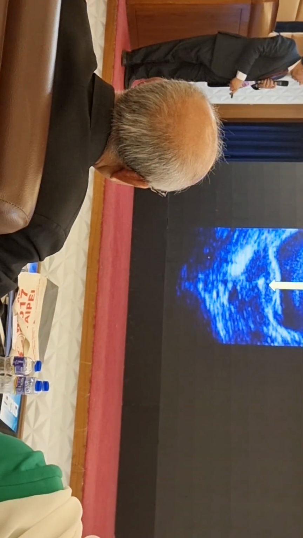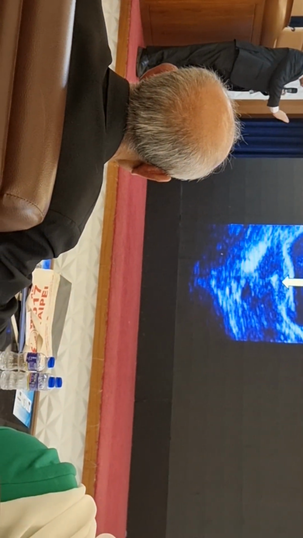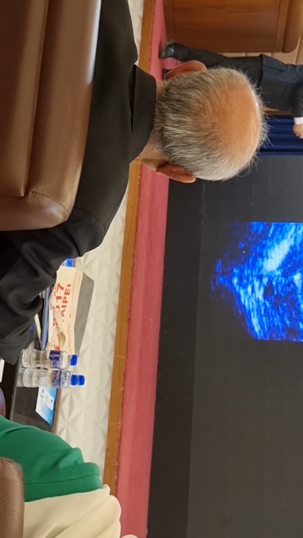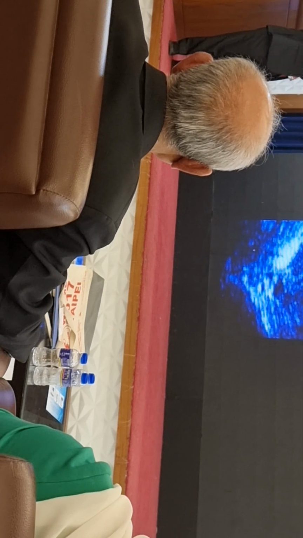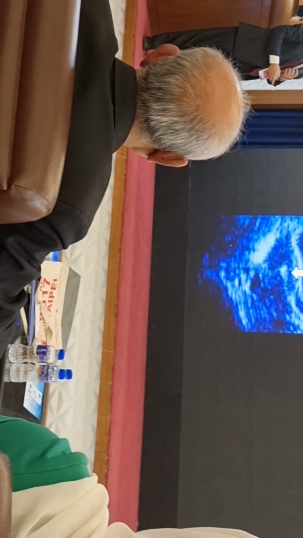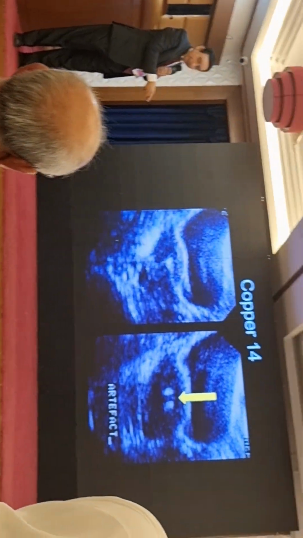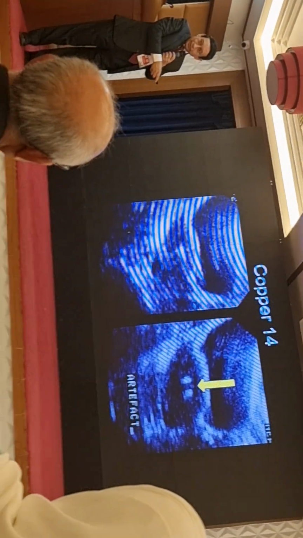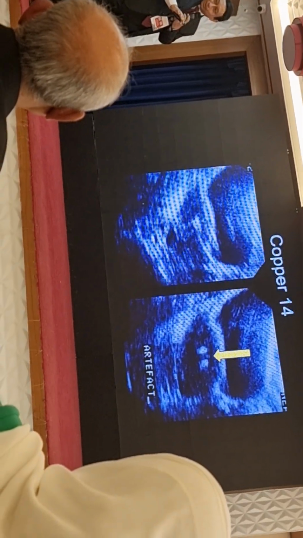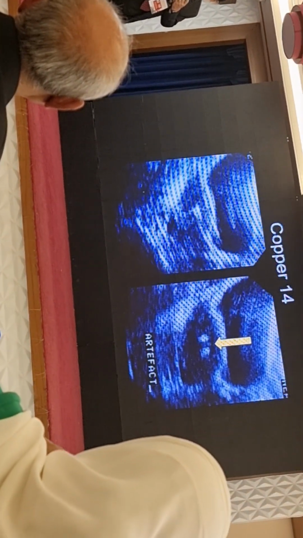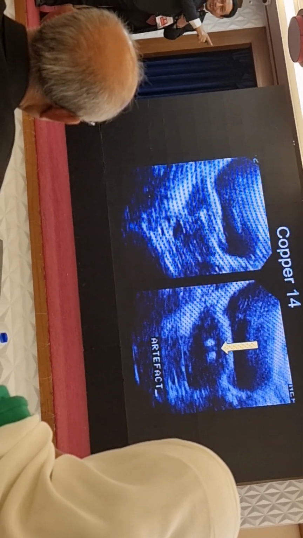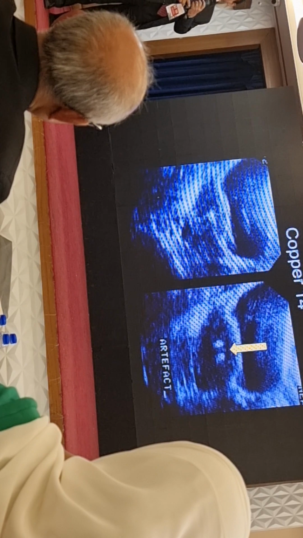Here you can see this is a transverse section of the uterus, and inside is this very bright piece, that is the copper 7. But here you can see that it is 2. And this is the refraction artifact. Some authors make a joke: this is not copper 7, this is copper 14. 7 plus 7 is copper 14.